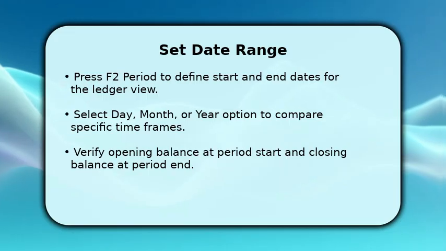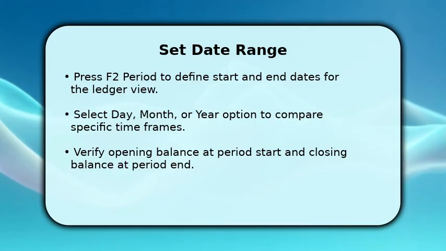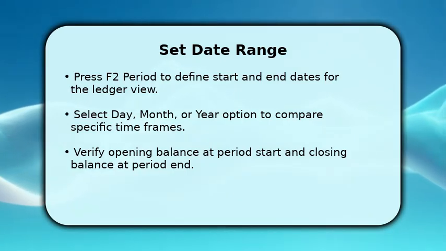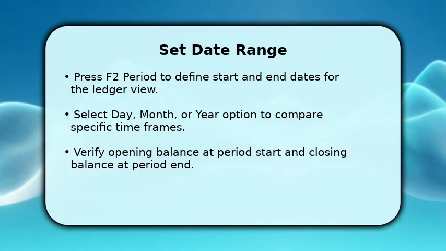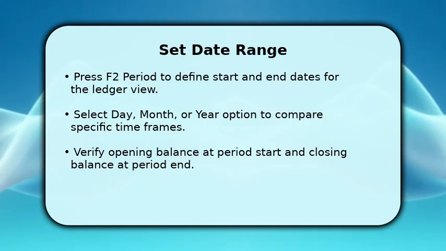Press F2 to set the period dates you want to review, then confirm the ledger selection to load transactions. Watch the opening balance, followed by debit and credit totals, and the closing balance at the bottom. Use arrow keys to scan entries and press Enter on a voucher to view details quickly while keeping your view focused on the chosen dates.